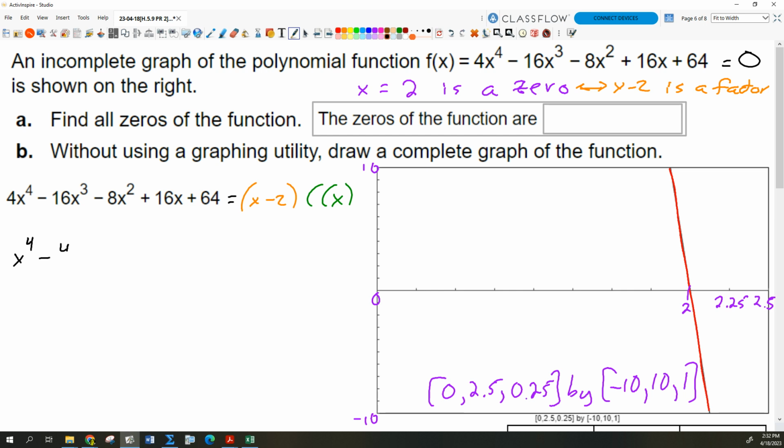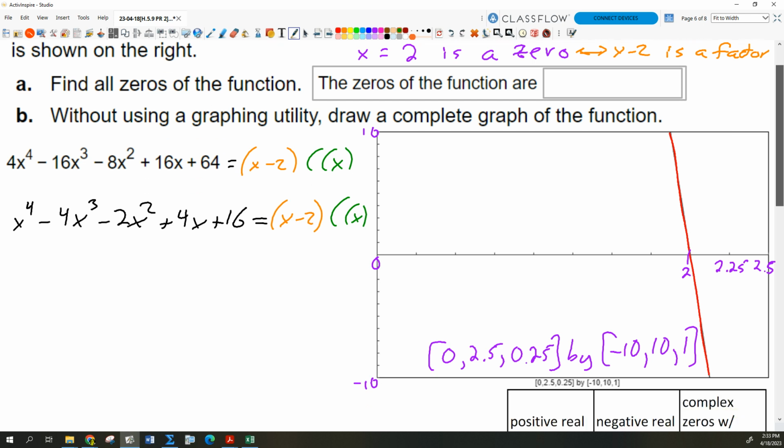x to the 4th minus 4x cubed minus 2x squared plus 4x plus 16 equals x minus 2 times some cubic, right? That makes it quite a bit easier, though. I get smaller coefficients now. That's going to make my list of possible rational zeros a lot smaller, too, isn't it? Right, when I eventually do that. Okay, so let's divide this out.